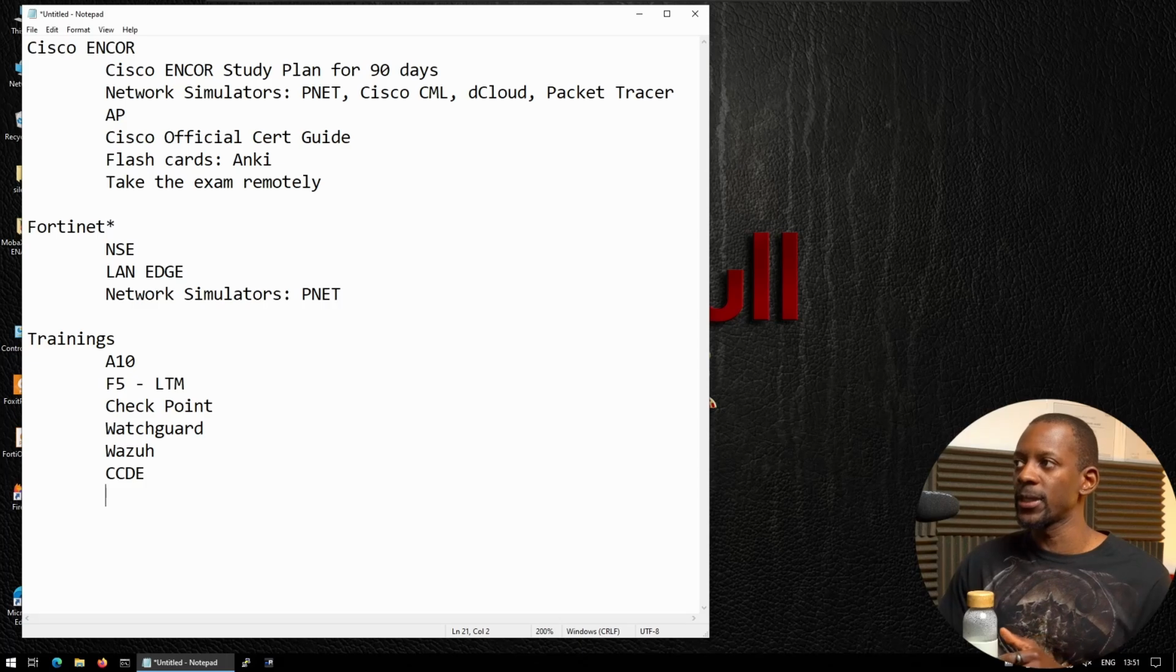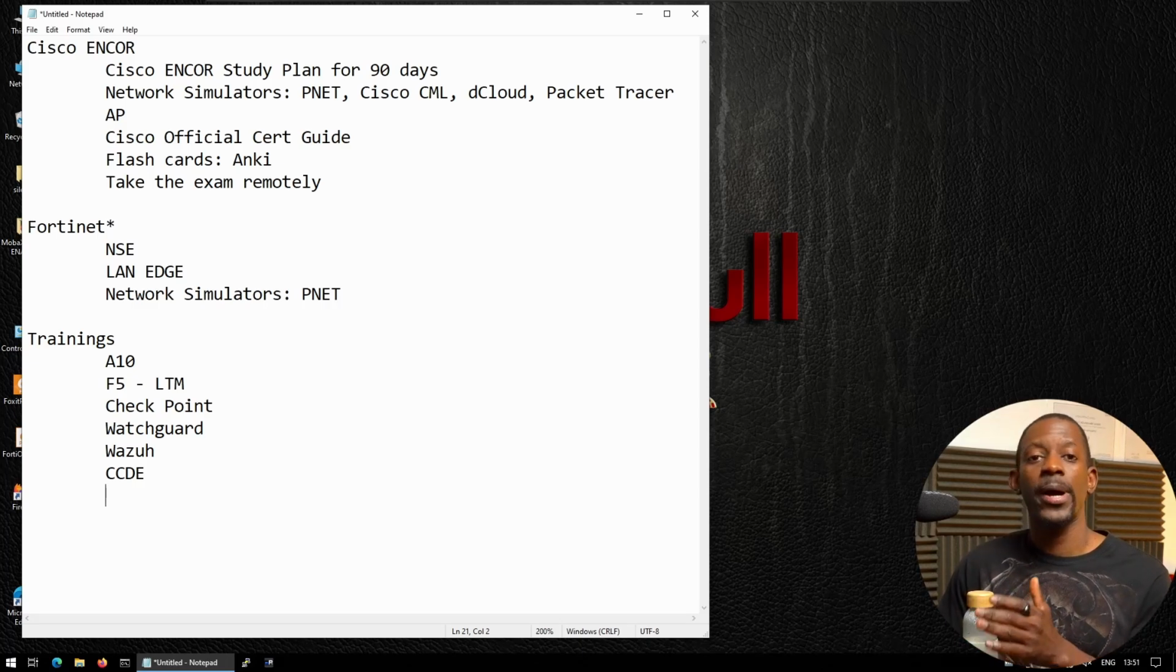Now for Fortinet, there are two exams that I plan to take. I don't have to, so probably I'll take them or not, but I'll definitely have the training for those exams. So one of them is LAN Edge, and this is for network security specialist. So I'm not sure, but there are two exams that you have to take. So one is the enterprise firewall, and that's the core exam, and the other one is the LAN Edge.